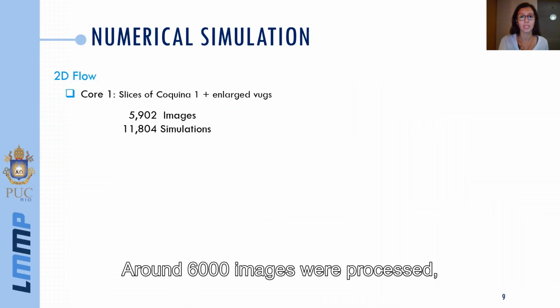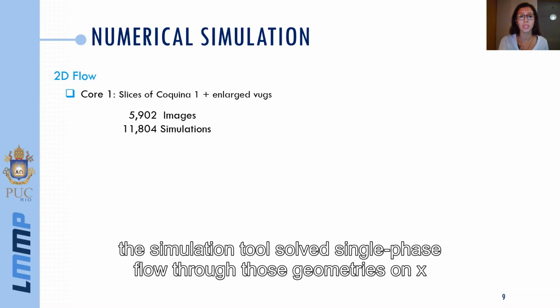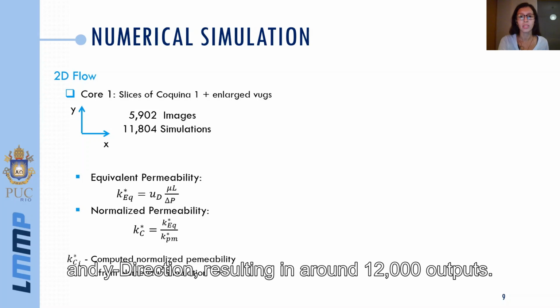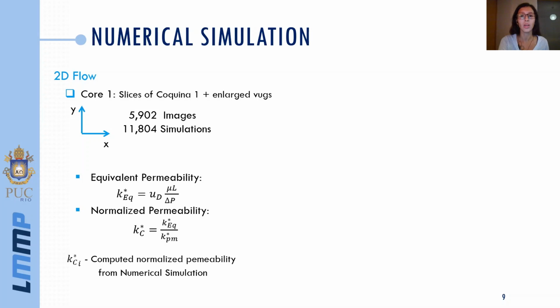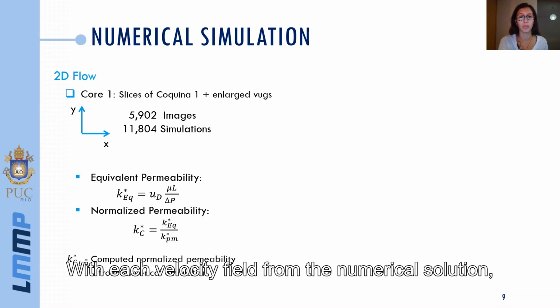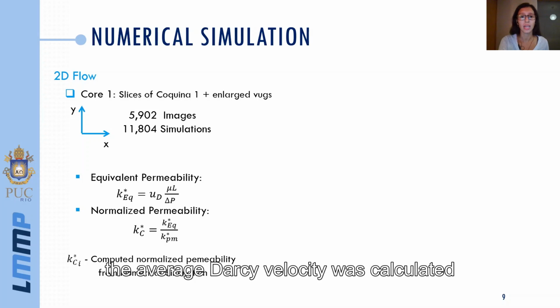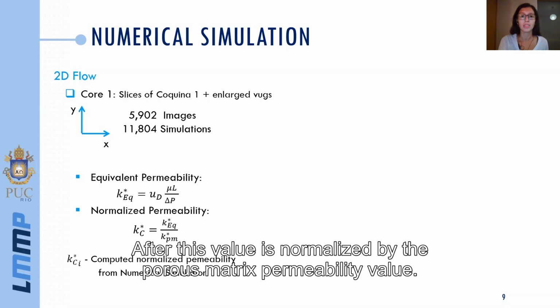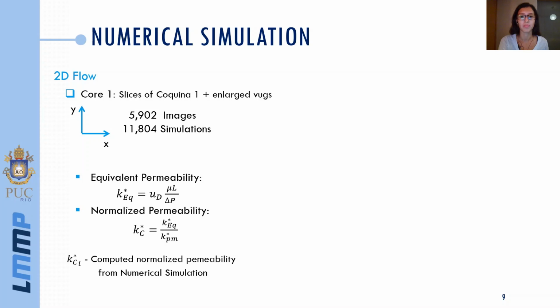Around 6,000 images were processed. The simulation tool solved single-phase flow through those geometries in the X and Y directions, resulting in around 12,000 outputs. With each velocity field from the numerical solution, the average density velocity was calculated, and the equivalent permeability back calculated. After, this value is normalized by the porous matrix permeability value.